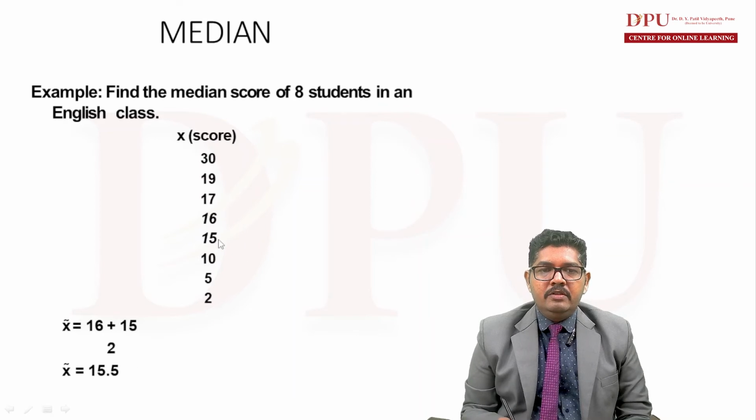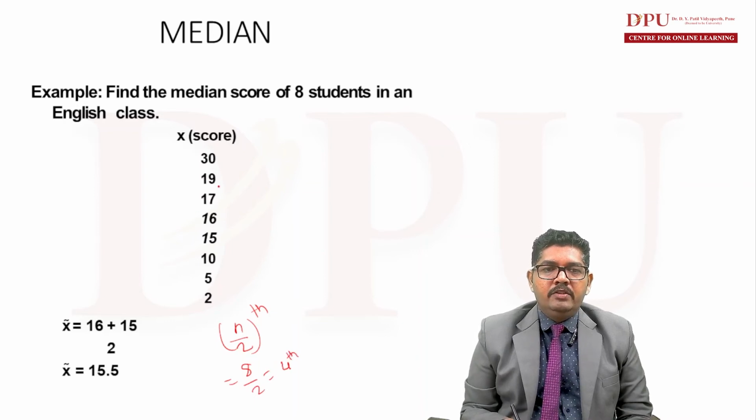There are 8 observations. So what we do is directly calculate n by 2, which is the position of median. n is the number of observations, n is equal to 8, divided by 2, so the 4th observation. So there are 8 observations, and the middle 2 observations are 16 and 15, right? What we have to do is take the average, the mean of 16 and 15, which is 15.5.